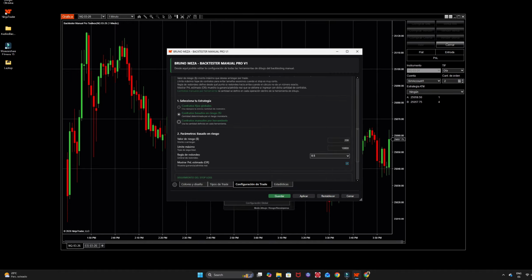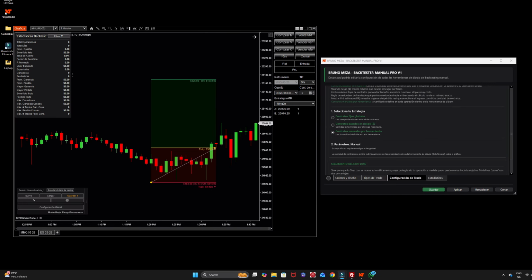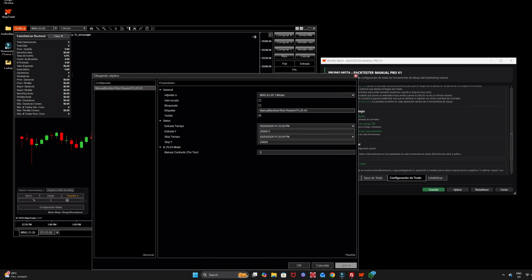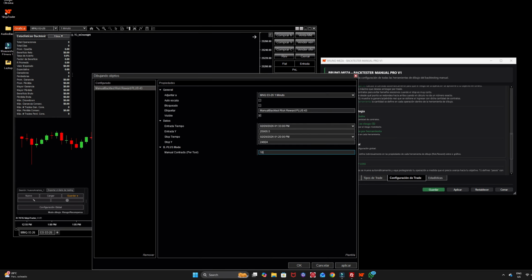The third option is manual contracts per tool. This parameter gets the number of contracts for each trade from the tool's properties. That is, you decide manually how many contracts to place on each trade. You must set the number of contracts for each trade in the individual settings of each of the tools.